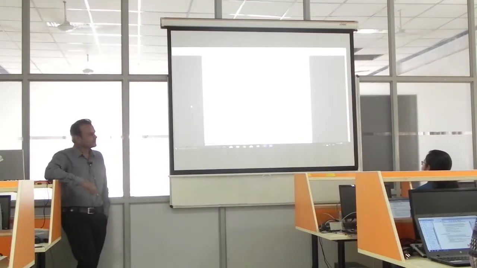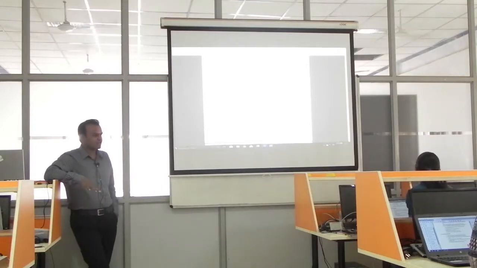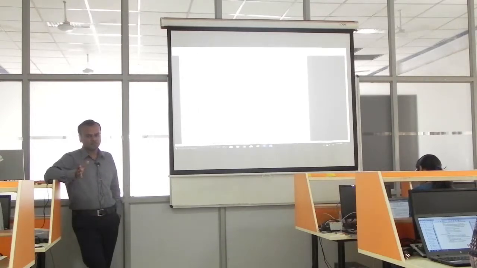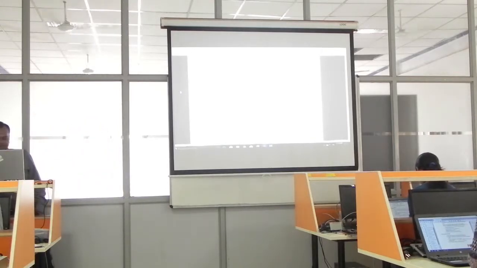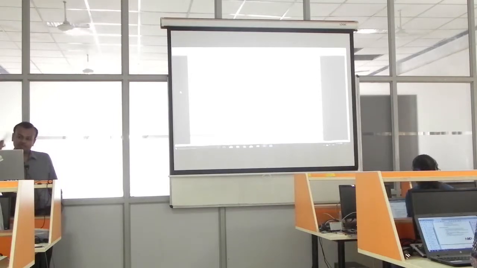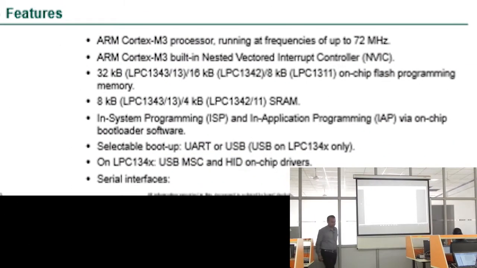That is another way of putting it, where the program can be loaded directly onto the system by using a compiler connected to the PC. That is in-system programming. You don't have to take the processor out of the board to do that, right? Let me briefly tell you about the features. It's an ARM Cortex M3 processor running at up to 72 megahertz. This processor does not need an external crystal. It has an internal oscillator and can run up to 72 megahertz.